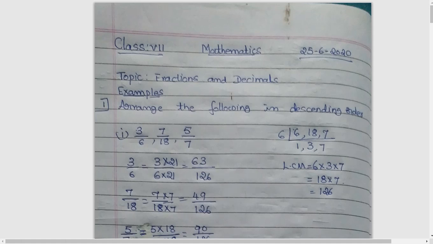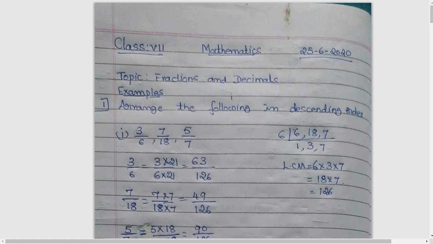The common factor for 6 and 18 is 6. So divide by 6. 6 ones are 6, 6 threes are 18, 7 as it is, since it is not possible to divide, you bring it down. No common factor for 1, 3 and 7. So multiply the numbers: 6 into 3 into 7. So 126. 126 is the LCM.